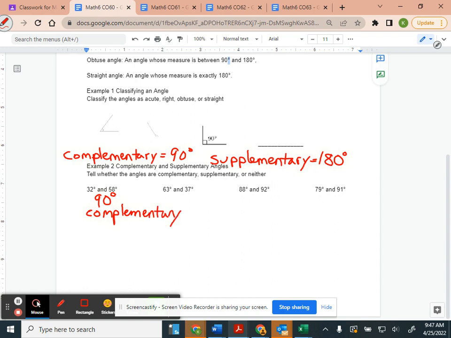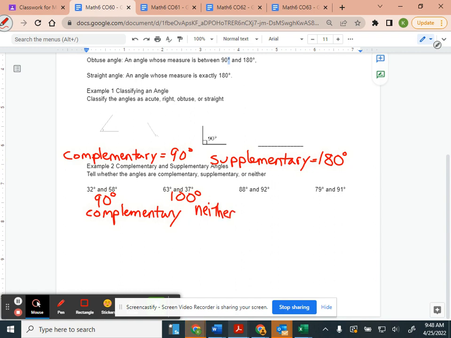63 degrees and 37 degrees. Mia, what does it equal? 100. It equals 100 degrees. So is it complementary, supplementary, or neither? Neither.